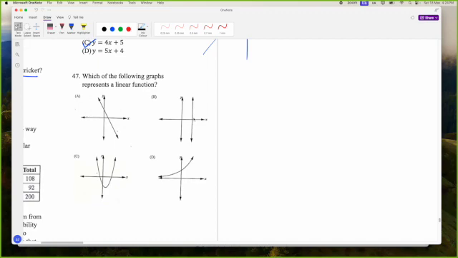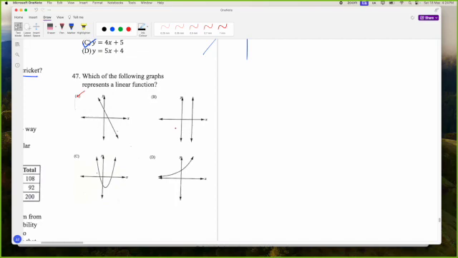Which of the following graphs represents a linear function? I mean, A, right? Certainly not C, certainly not D. And even though B is a line, B is undefined, so A. It's not that B is undefined, but B is not a function. It is a line, but it is not a function.